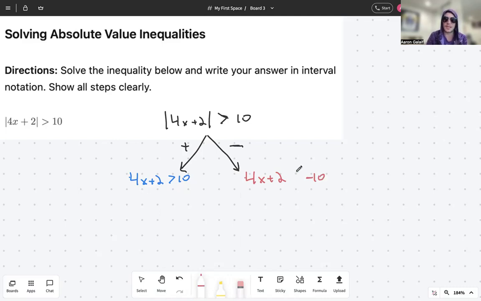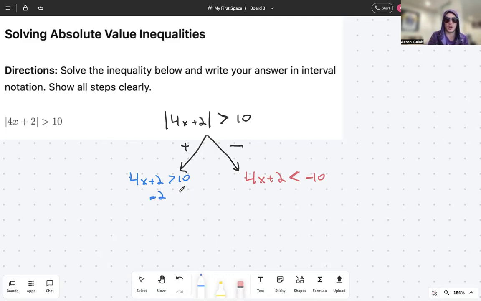But that also means I need to flip the inequality sign. So we're going to flip the inequality sign, just as we flipped 10 from positive to negative. So that's all you have to do for the negative version. Then all you need to do is solve.